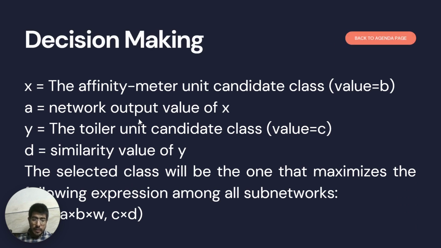First candidate is related to Toiler's candidate. We name it X with model output value A and similarity value B. Second candidate, similarity candidate, named Y with similarity value C and model output D. Ultimately, the category chosen will be the one that maximizes the product of the model output values and their similarity scores.